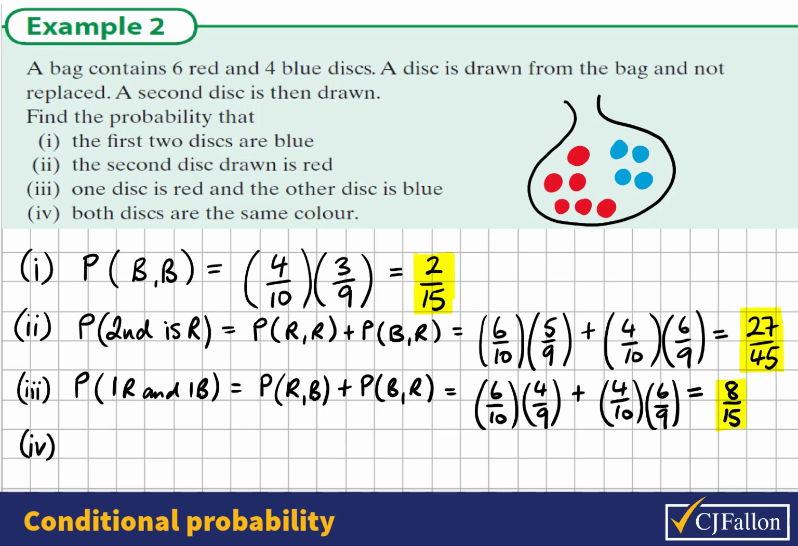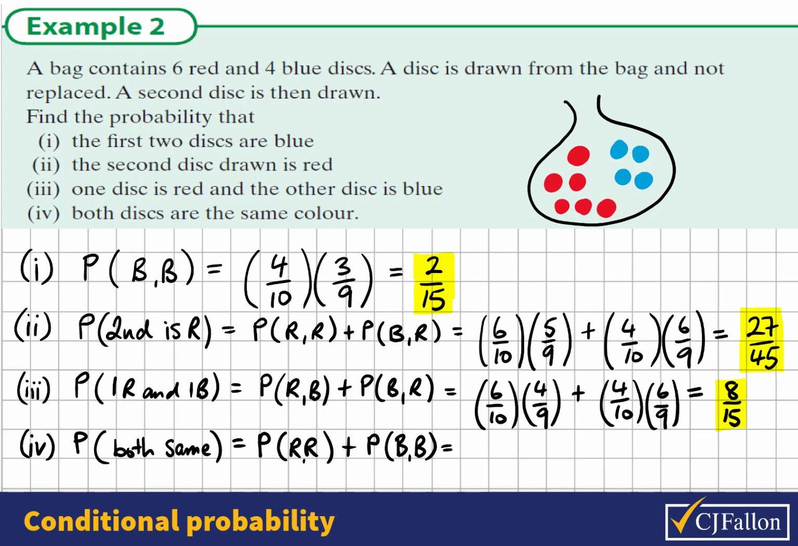And the last part, the probability that both discs are the same color. You could do this a quick way, because you could just subtract the last answer from 1, because they're either different or the same. So the answer you'll see very quickly is going to be 7 over 15. But we could do it like we've done the other ones.